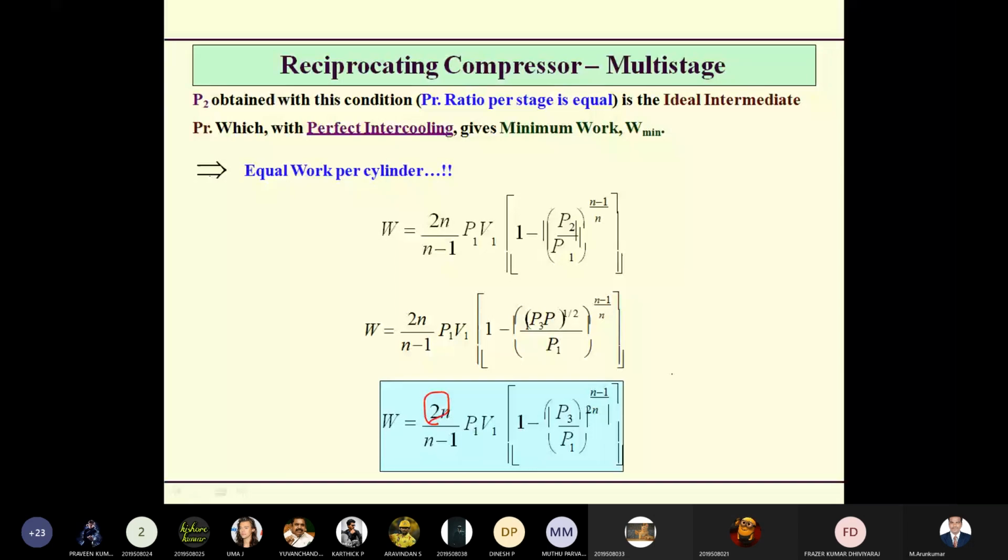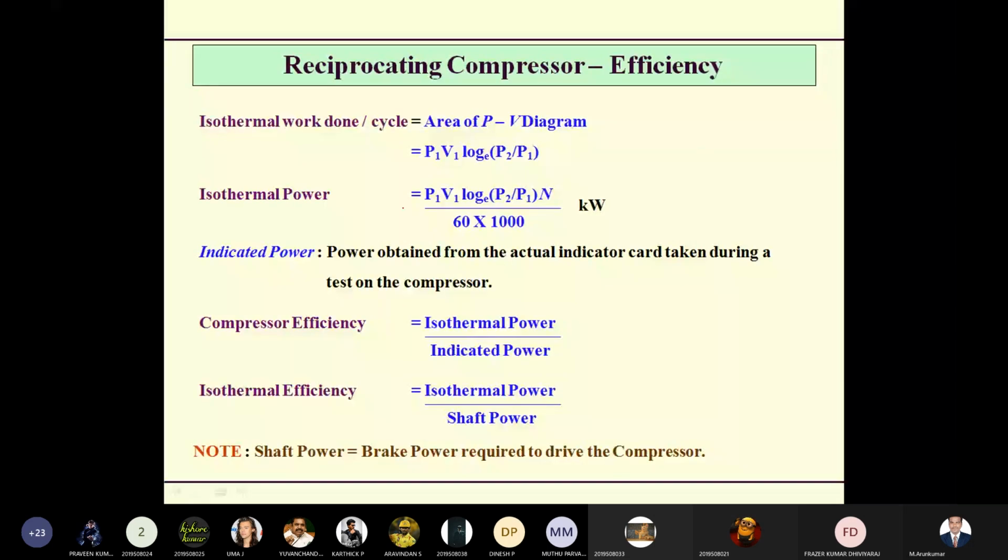Then we need to find the thermal efficiency of the reciprocating compressor with perfect intercooling. We can have the isothermal work done per cycle as P1 V1 natural logarithm of P2 by P1. That is the formula you know. Then isothermal power can be calculated with this, divided by 60 into 1000, in kilowatts. Okay, we are changing the power. I think we have 2-3 slides, so we can just complete the conversion unit 2.